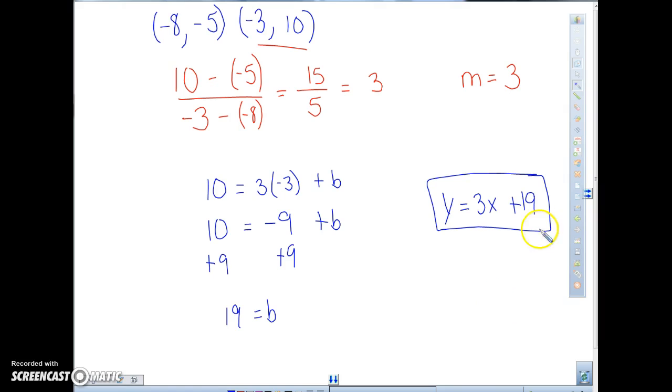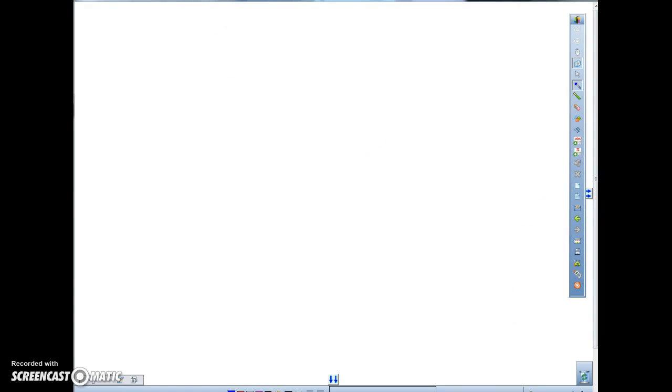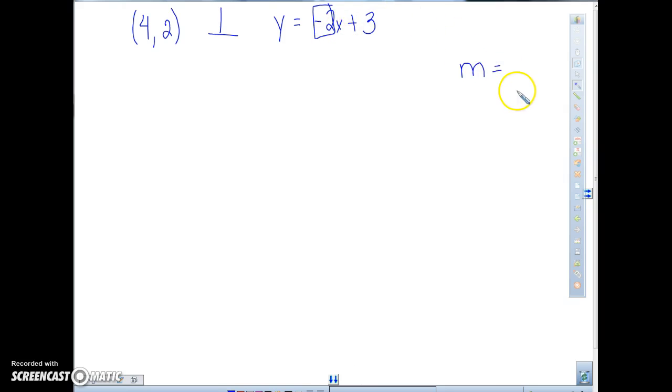Okay, my next one that I want us to do, I want you to write the line that passes through the point (4, 2), but is perpendicular to y equals negative 2x plus 3. If it's perpendicular, that means we have opposite reciprocal slopes. This slope is negative 2, so we need to know the slope of our new line. This one's negative, our new one will be positive. If this is 2, we flip it and we get 1/2.